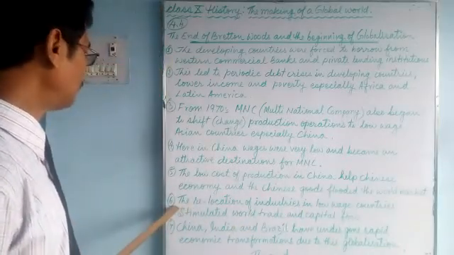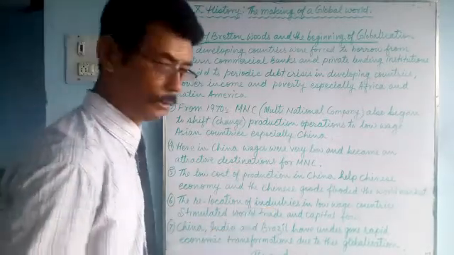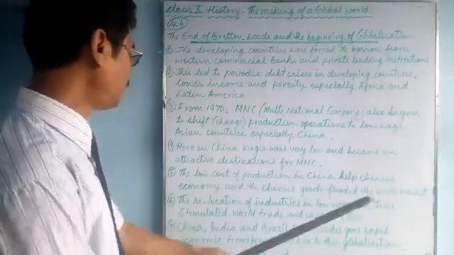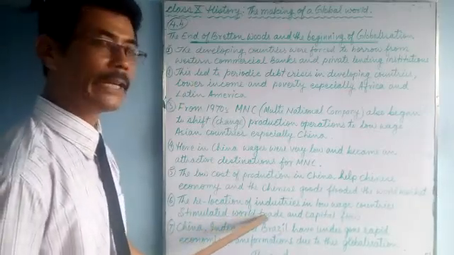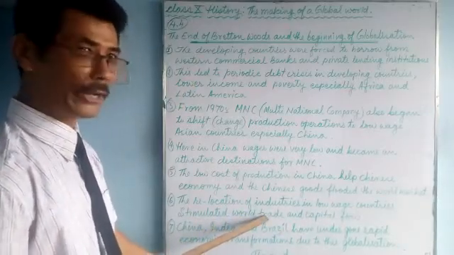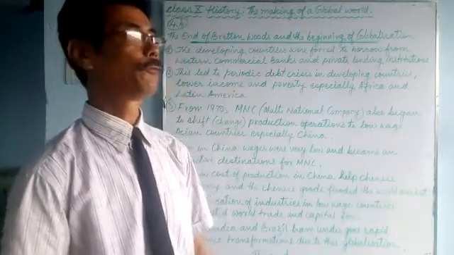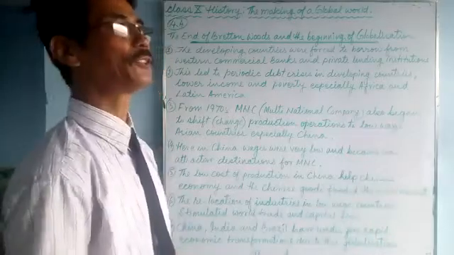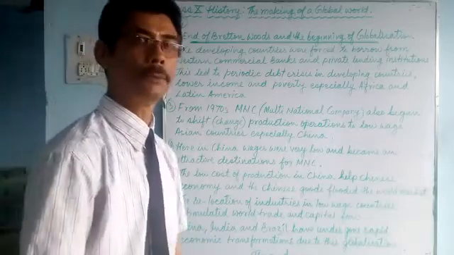So number 6, the relocation of industries by multinational companies. The relocation of industries in low-wage countries stimulated world trade. It helped world trade. More trade took place, and capital flowed from developed countries. They set up industries in developing countries and started mass production and flooded the world market with their cheap goods.